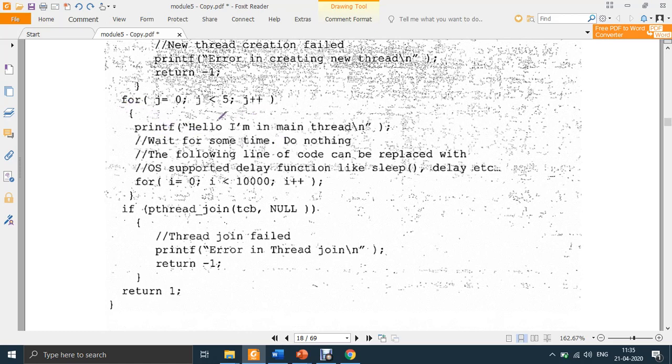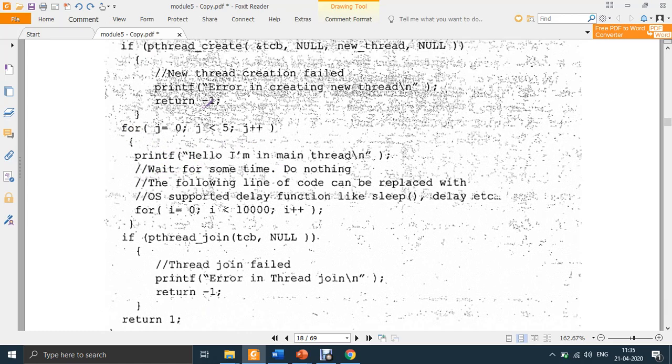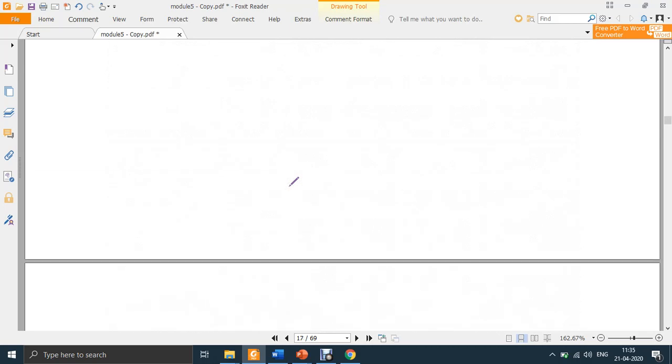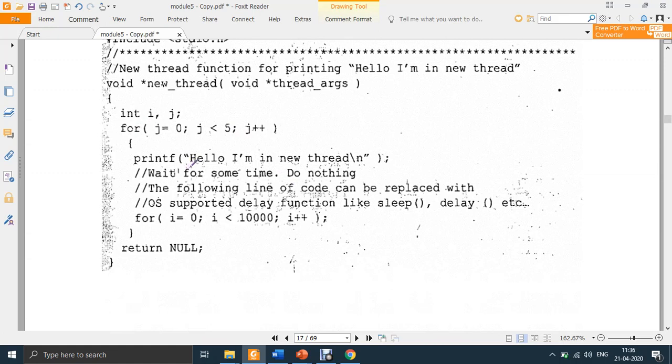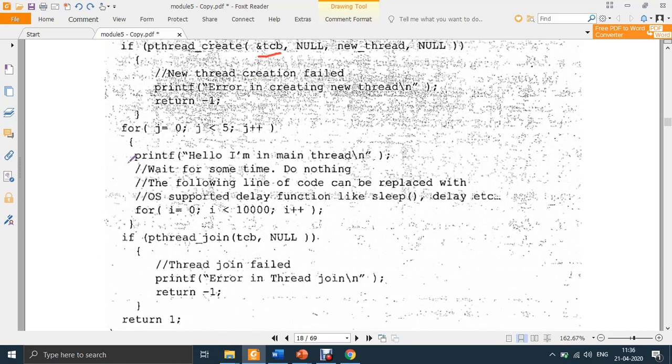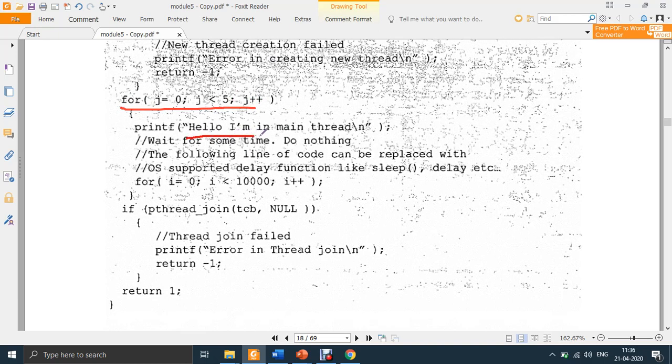So if it is successful, what you have to do? You have to start executing TCP. What will it do? It will print hello, I am in new thread 5 times, because that is what the function does. Once this is printed 5 times, next it will go to this for loop, which will print I am in main thread, again 5 times.